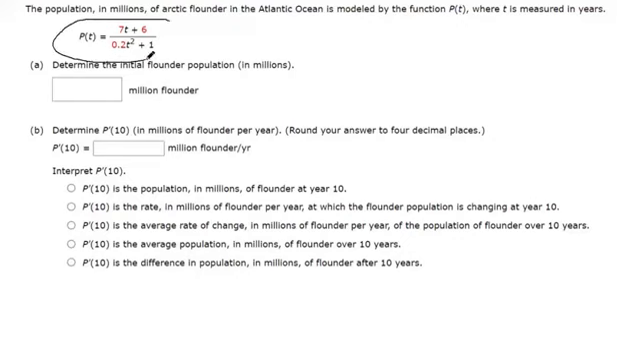This function gives us the flounder population. If they want the initial flounder population, all you have to do is plug in 0 for t. So if you do that, you get 6 in the numerator and 1 in the denominator. So it looks like 6 million.